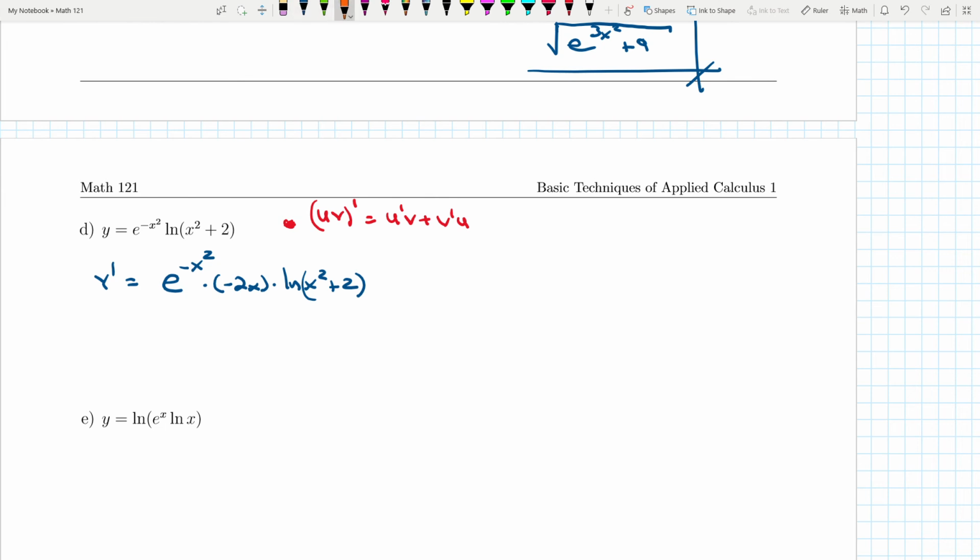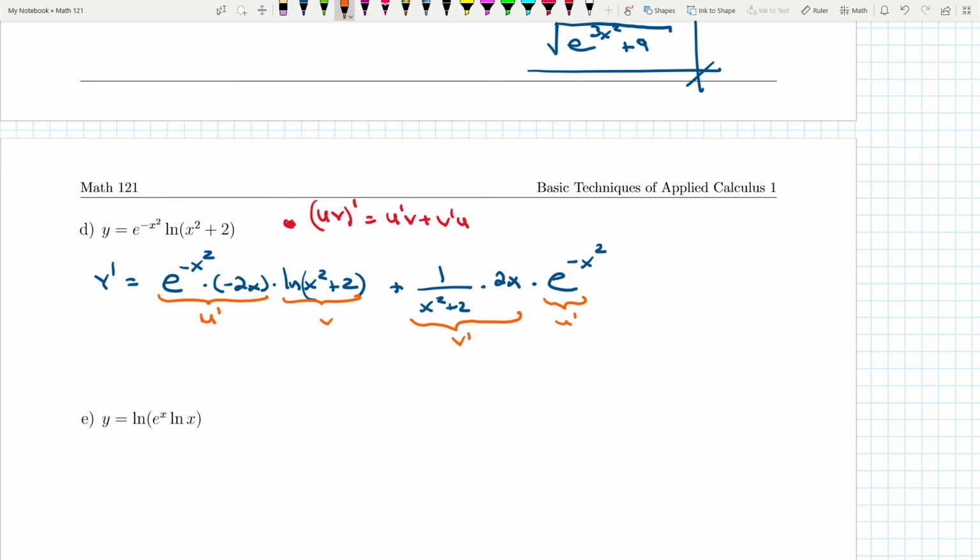Just to label what we're doing, this is the u prime, this is the v, and then let's take the derivative of ln of x squared plus 2: that's 1 over x squared plus 2, times 2x, which is the derivative of x squared plus 2, and that times e to the negative x squared. In other words, this is v prime u.